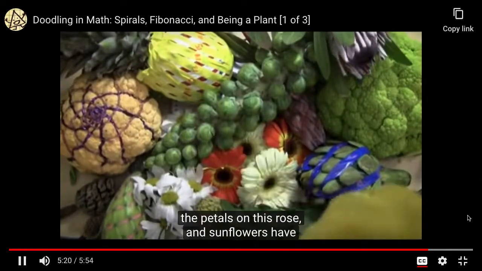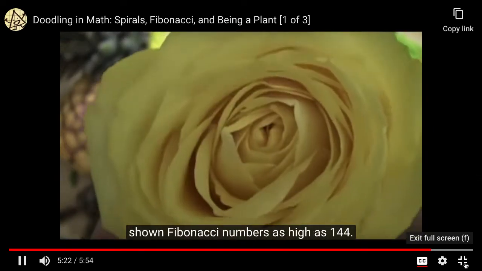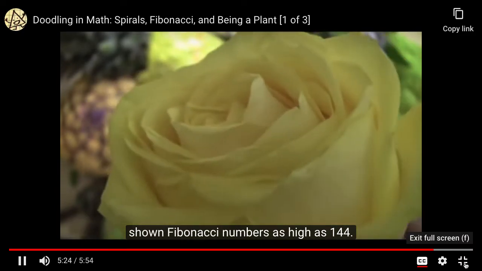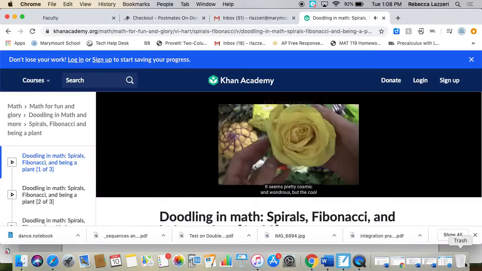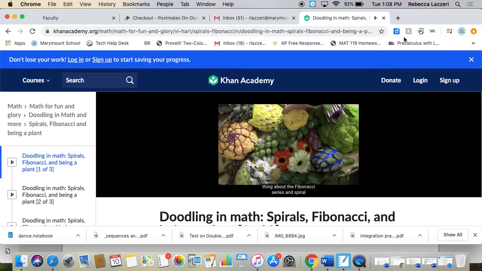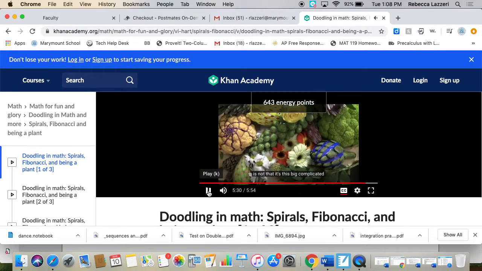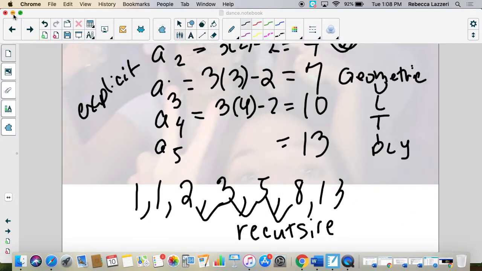Fibonacci is even in the arrangement of the petals on this rose, and some flowers have shown Fibonacci numbers as high as 144. If you pick up a flower and counted it yourself, it'd probably start with 3, the next one would be 5, the next one would be 8, the next one would be 13. It's so weird. And it's over and over and over again in nature.